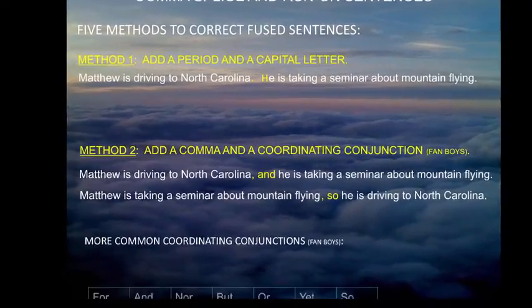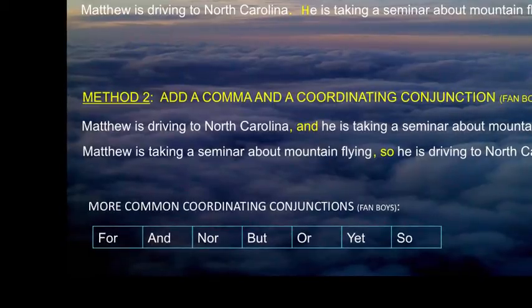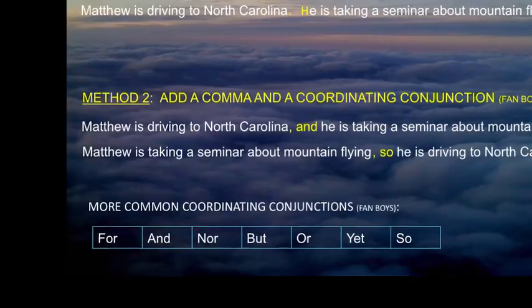More common coordinating conjunctions are for, and, nor, but, or, yet, and so. Remember to always place a comma before the coordinating conjunction when connecting two independent sentences.